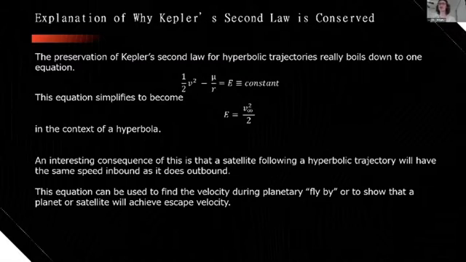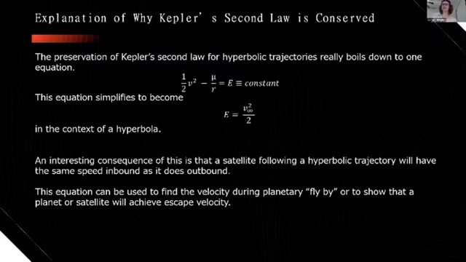So, explanation of why Kepler's second law is preserved. The preservation of Kepler's law for a hyperbolic trajectory really boils down to the equation that was on the last screen, which simplifies to become E over V squared with the subscript infinity, which is just notation used to explain that this satellite or planet or whatever you're modeling is going to just fly off into space, never return, divided by 2. And an interesting consequence is that the satellite following this curve will have the same speed coming in as it does leaving.